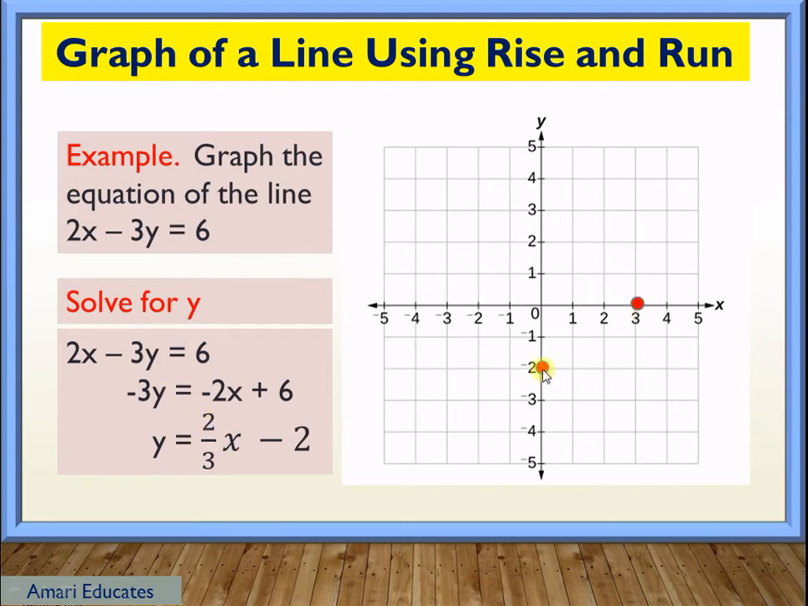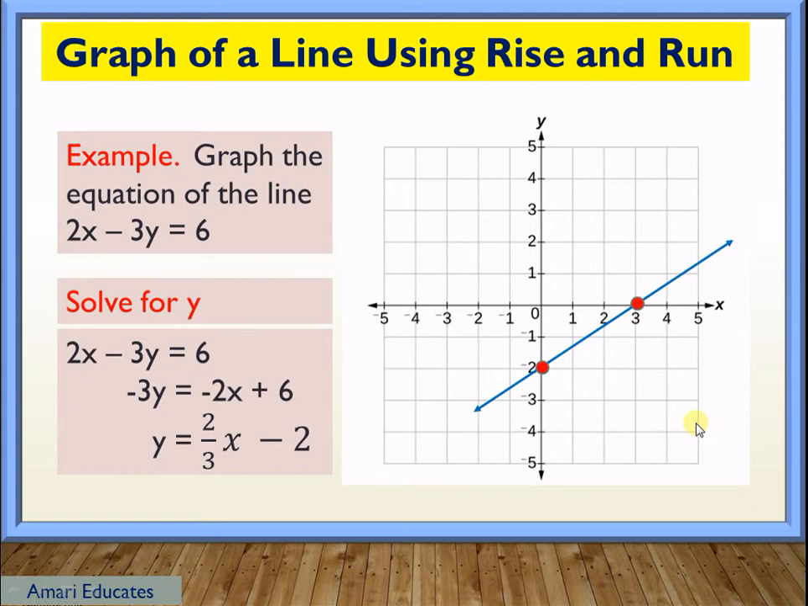So again, from here, you count 2. Positive means go up, but negative means go down. So since it is positive, 1, 2. And then the 3 here is the run, which is positive on the right, negative on the left. So 1, 2, 3, since it is positive. So these are our points now. So this is our graph. Okay? So those are the 4 possible scenarios that you could use to graph the line.